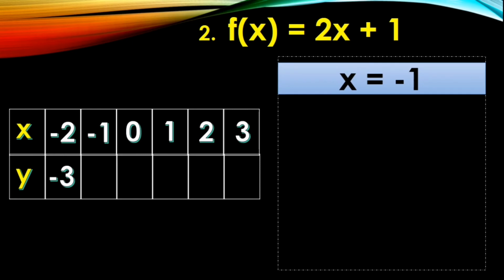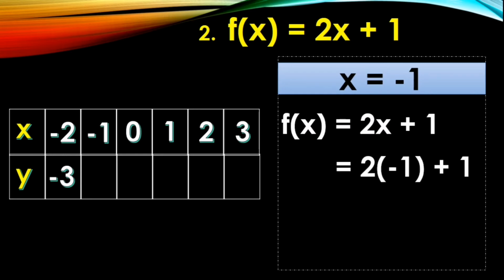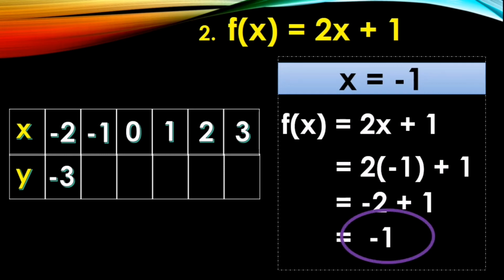If x is equal to negative 1, so again copy the equation, substitute the value of x, which is negative 1. So that will become 2 times negative 1 plus 1. 2 times negative 1, that is equal to negative 2. And then copy plus 1. Negative 2 plus 1, that is negative 1. So if x is equal to negative 1, y is also equal to negative 1.